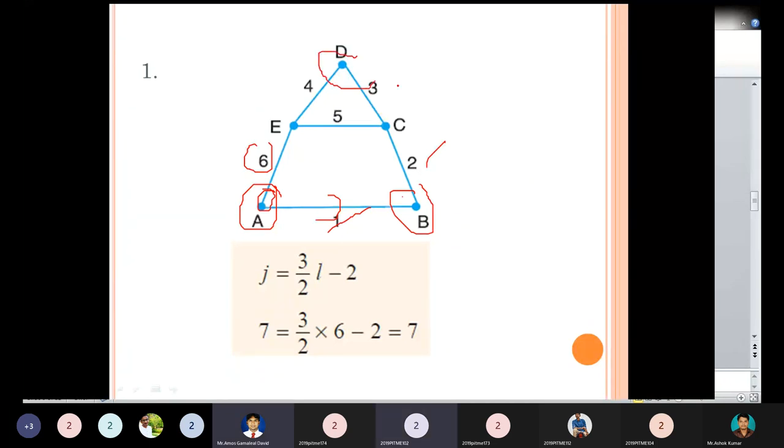Understood? Look here. Here also 2 links. At point E, 3 links join. So it's a ternary joint. At C, 3 links join. So it's a ternary joint. Understood? Clear? Yes. Yes, okay. Clear.